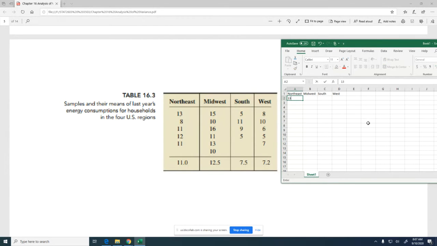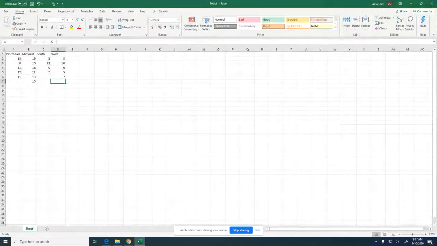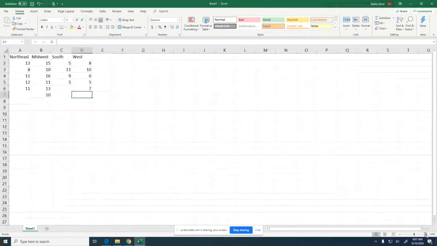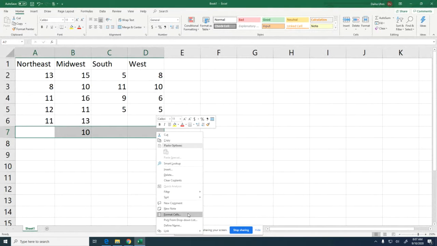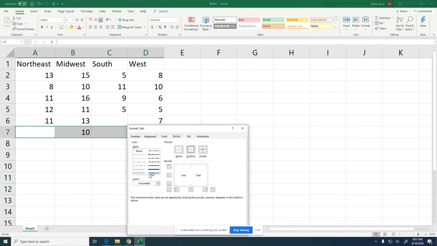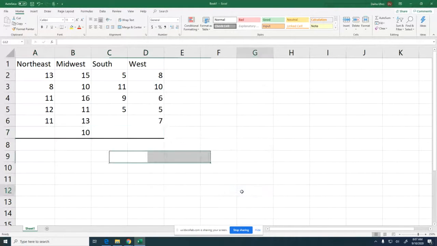Okay, so let me plug in the values: 13, 8, 11, 12, 11. And Midwest is 15, 10, 16, 11, 13, 10. South is 5, 11, 9, and 5. And West has 8, 10, 6, 5, and 7. Let me make the Excel window bigger, and let me put a solid line at the bottom.